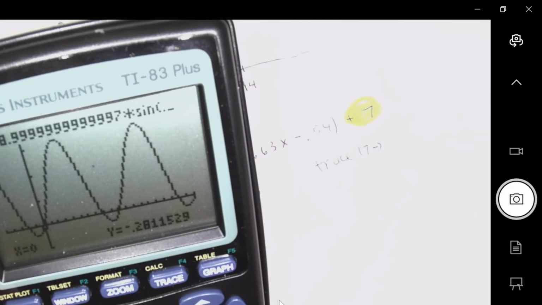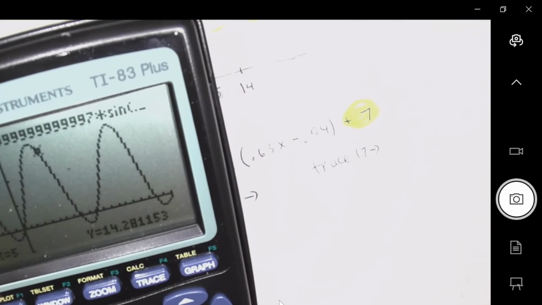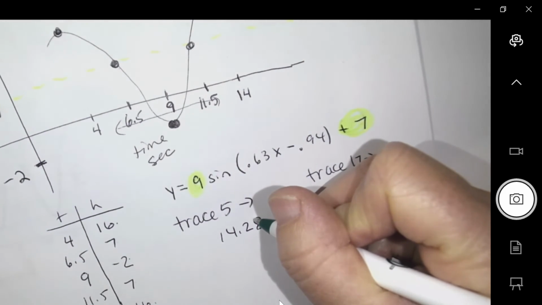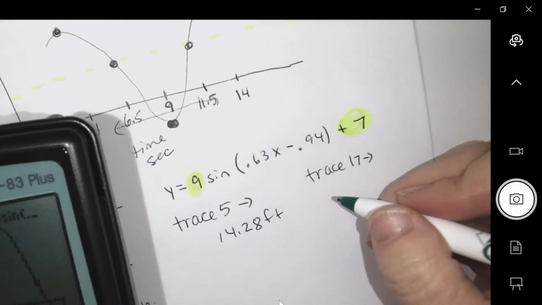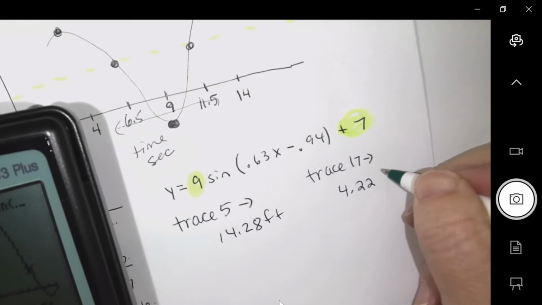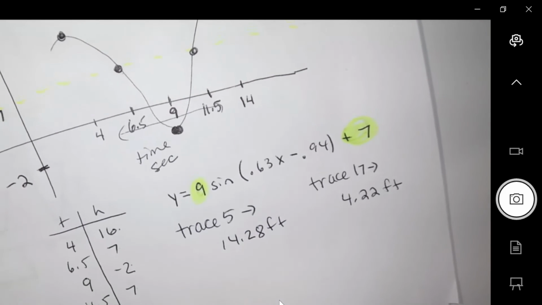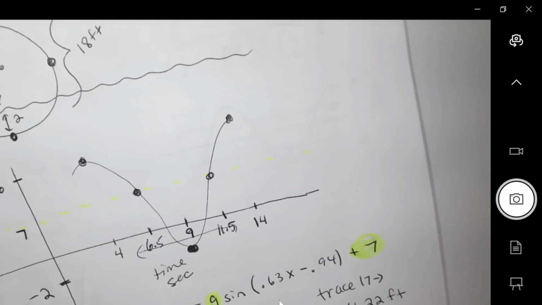Okay, so there's the wheel. It's going up and down through the water. So trace 5. What's our thing? Feet? Okay, we're good. 14.28 and 4.22.